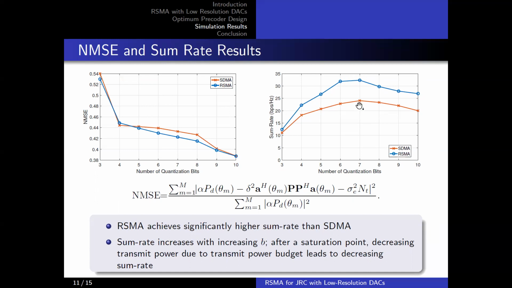This figure shows that we should not operate with the maximum number of quantization bits if we want to achieve the highest sum rate under a total transmit power constraint.